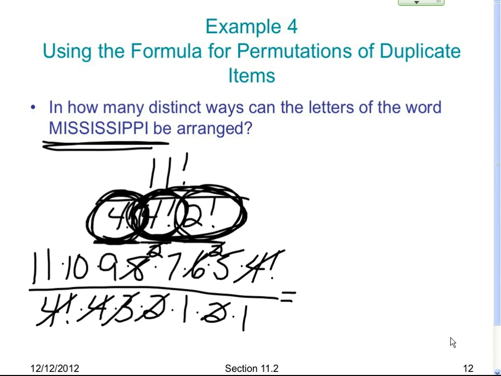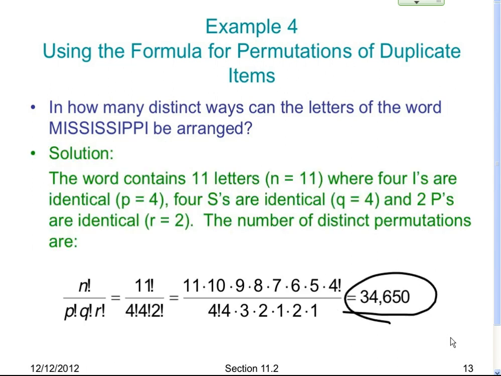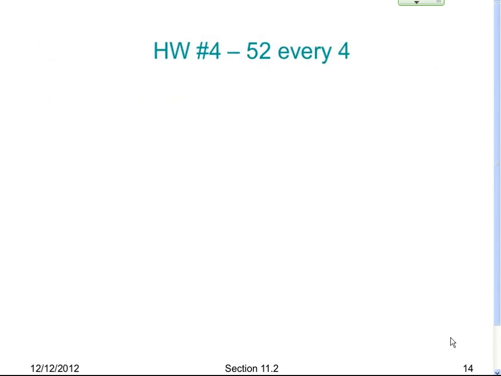So what does that leave us on the top? On the top, we still have the 11, the 10, the 9. We don't have the 8 anymore, so I'm going to erase that. We have the 7. We canceled the 6. And we have the 5. So we're going to multiply those numbers together. And 34,650. Your homework is 4 through 52, every 4.